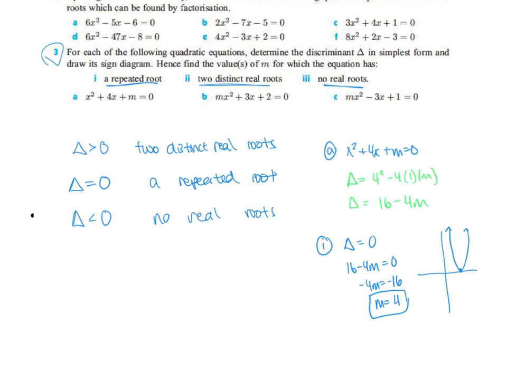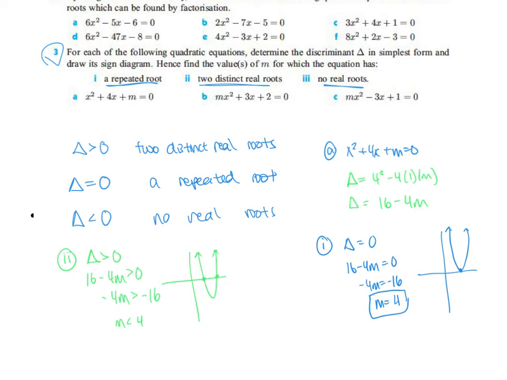Okay? And then for part 2, 2 distinct real roots. That means the discriminant needs to be greater than 0. So 16 minus 4m is greater than 0. Negative 4m is greater than negative 16. Now we're going to divide by a negative, so we have to change the sign. So anytime you plug in a number for m that's less than 4, so if m is 3, 2, 1, 0, negative 1, etc., then this has 2 distinct real roots. It will cut the x-axis and it will have 2 distinct real roots.